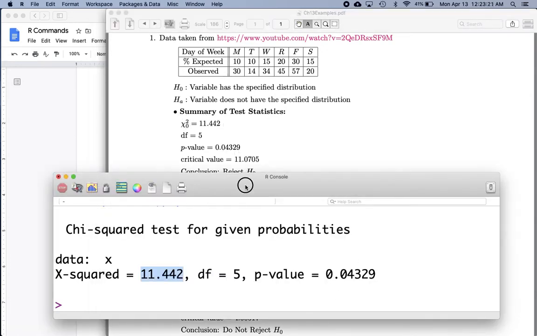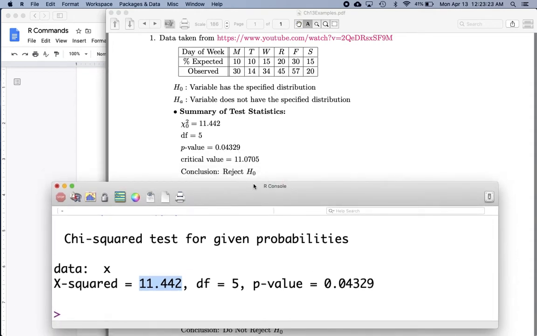And we wanted to test this. The wording of the problem is that we're going to test this with 5% significance. Since our p-value is smaller than 0.05, we reject the null hypothesis. So that's how that works.